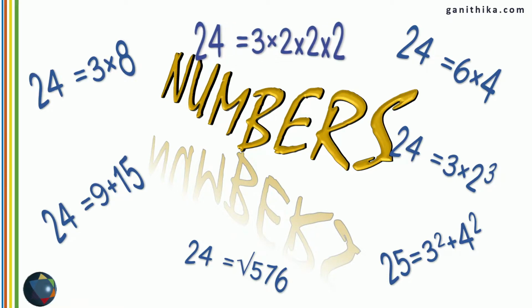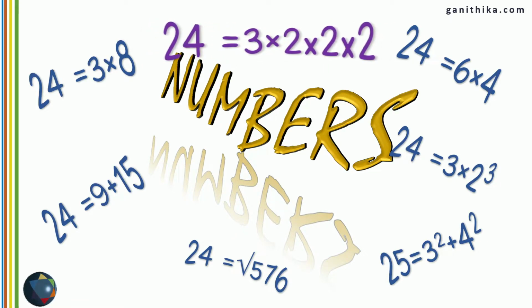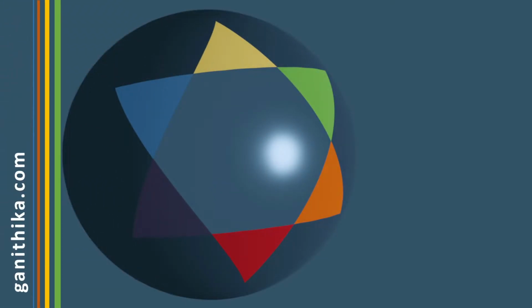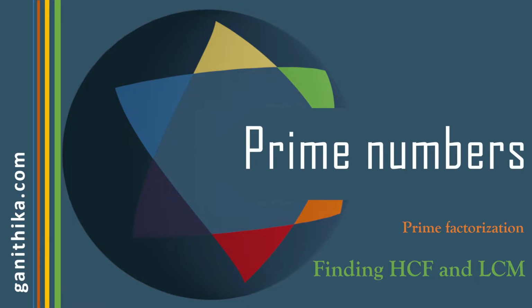But today we are going to specifically see this type of expressing a number as a product of two or more numbers. Today in Ganitika.com, we are going to learn about one such form of expressing a number using a special number called prime numbers. We are also going to see prime factorization, which is writing a number as a product of prime numbers. From here on, we will also find HCF and LCM. HCF is highest common factor, LCM is lowest common multiple.